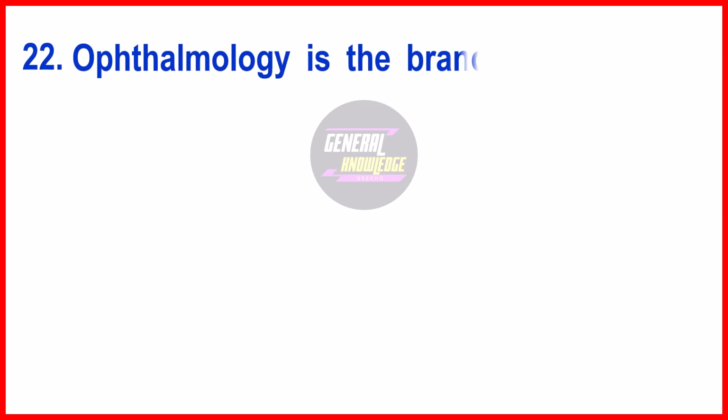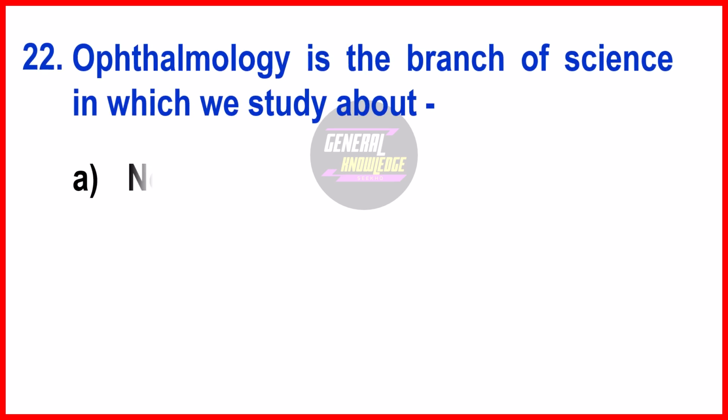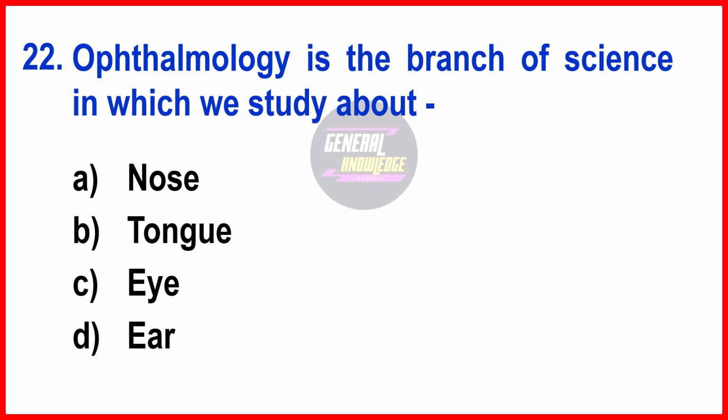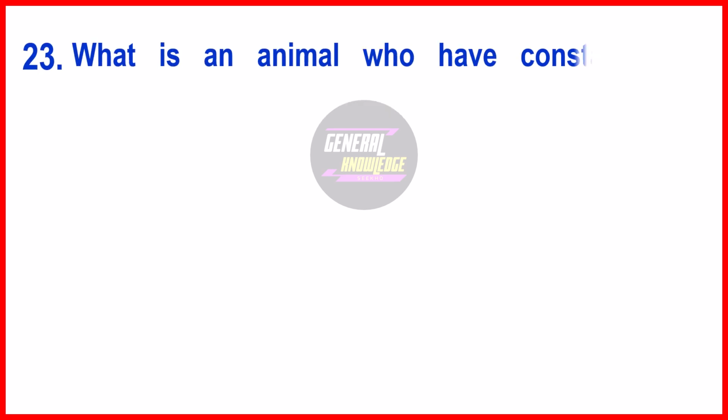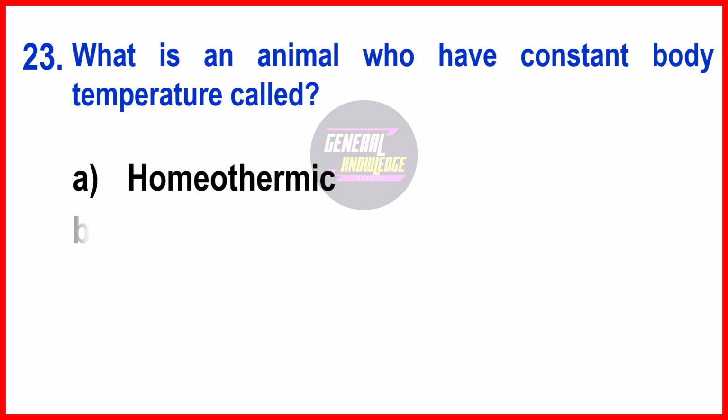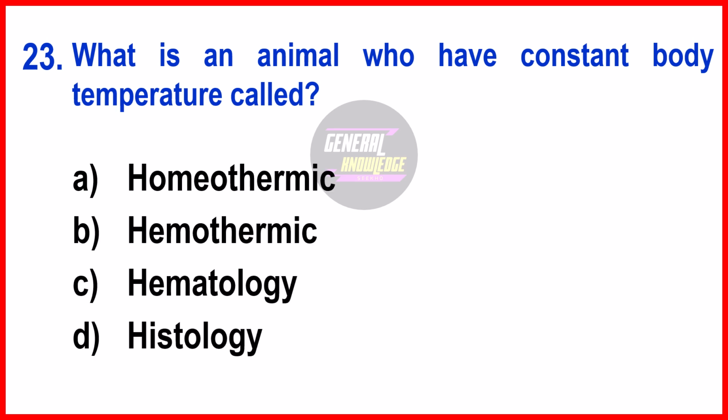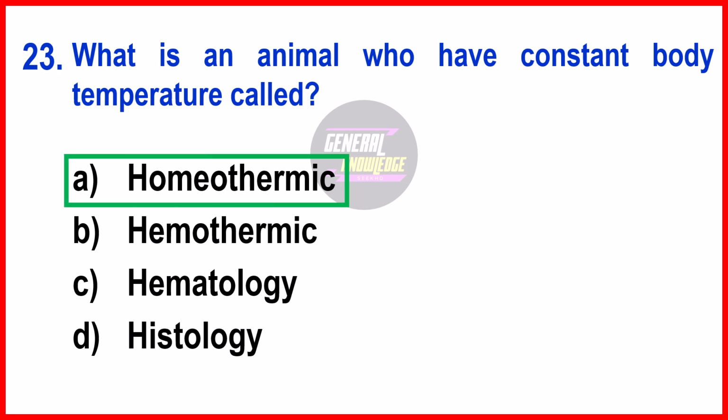Question number 22. Ophthalmology is the branch of science in which we study about. The right answer is option C, eye. Question number 23. What is an animal who have constant body temperature called? The right answer is option A, homeothermic.